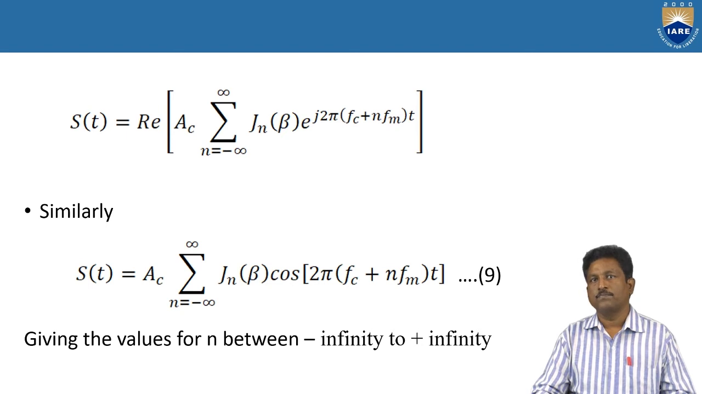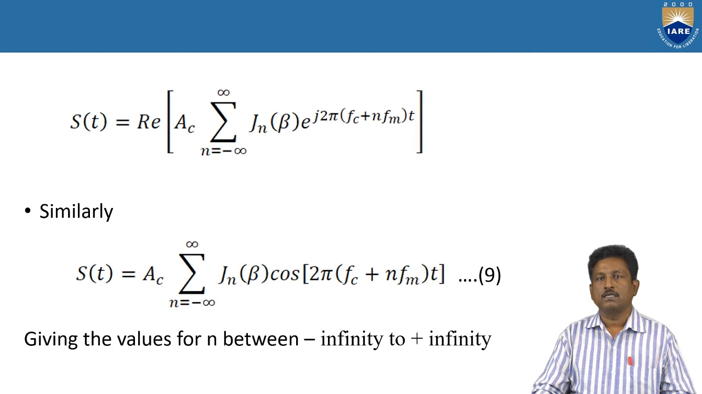So the real s(t) equals the real part of Ac times the sum over n from minus infinity to infinity of Jn(β) e^(j2π(fc + n fm)t). Similarly, we can obtain the other form: s(t) = Ac times the sum over n from minus infinity to infinity of Jn(β) cos 2π(fc + n fm)t.